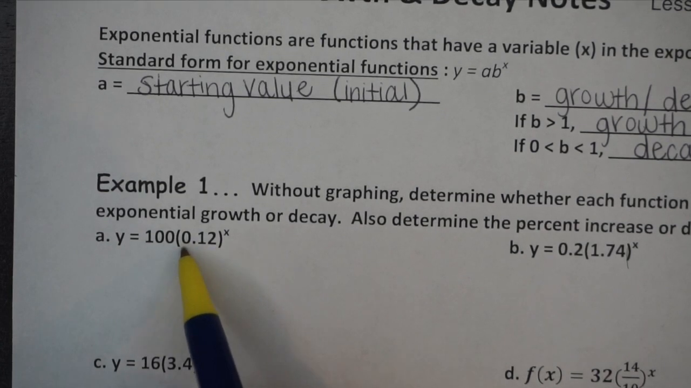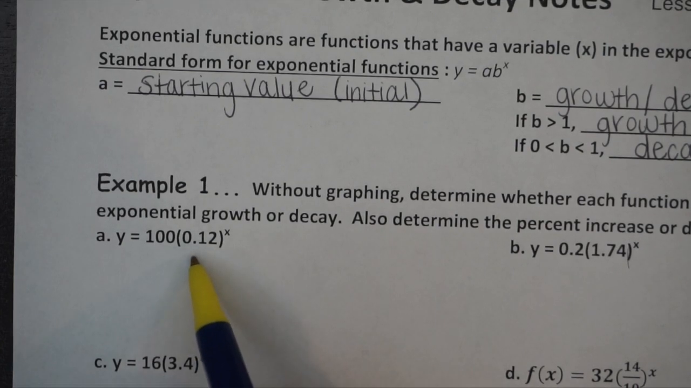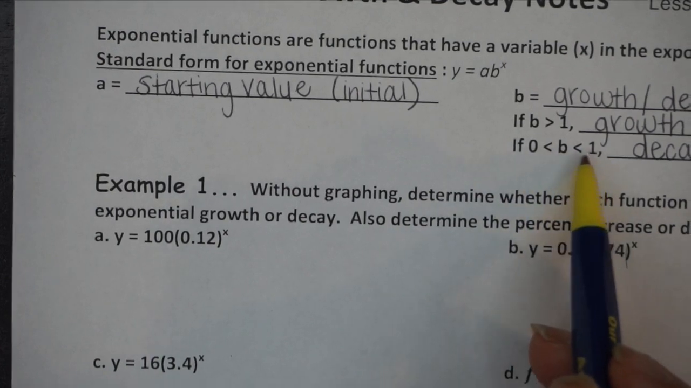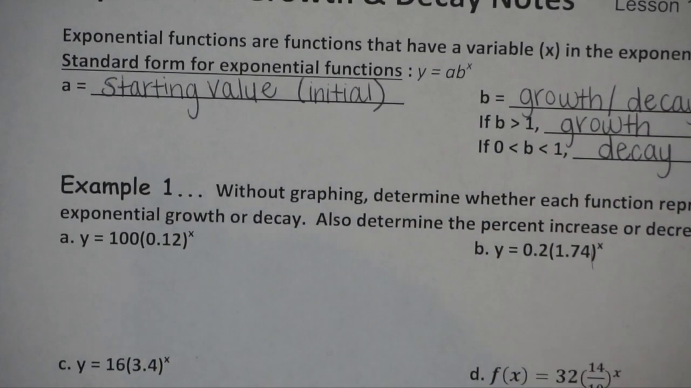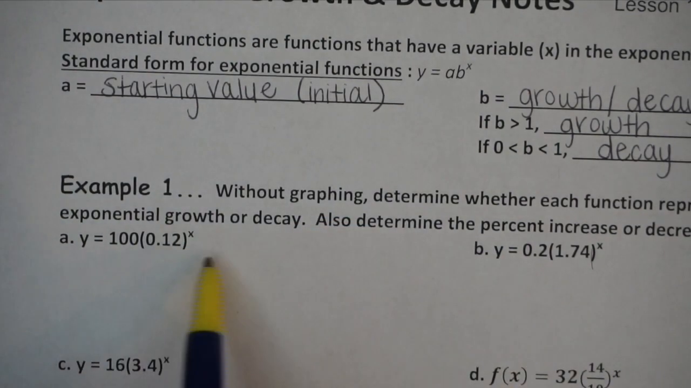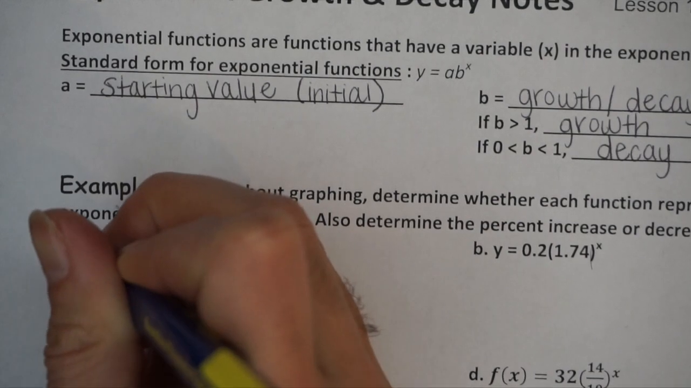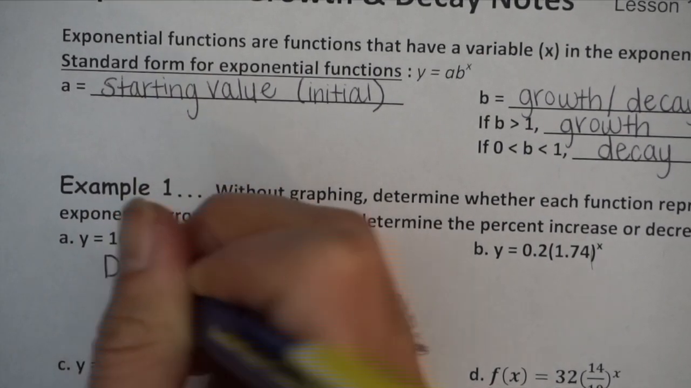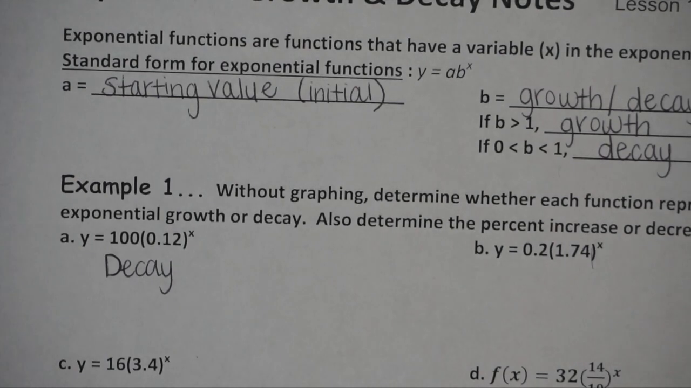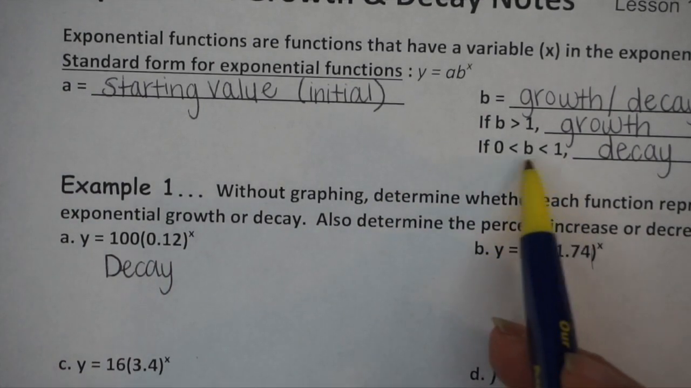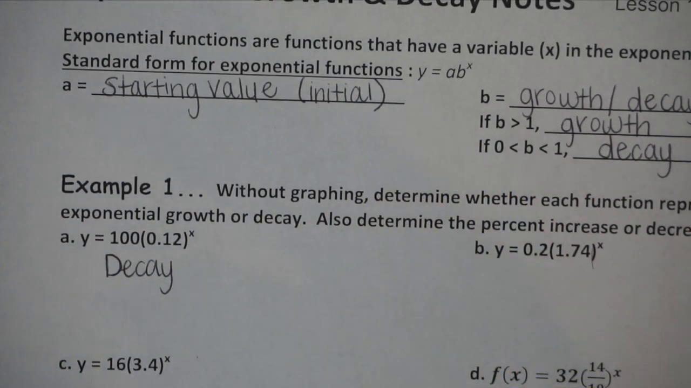I'm going to be able to tell if it's going to grow or decay based on the number inside the parentheses here, 0.12. That is greater than 0 and less than 1. So this function right here is an example of exponential decay. Now they want to know by what percentage it is decreasing. How you figure that out is based on how much less than 1 it is. Because it's decay, we're going to subtract.